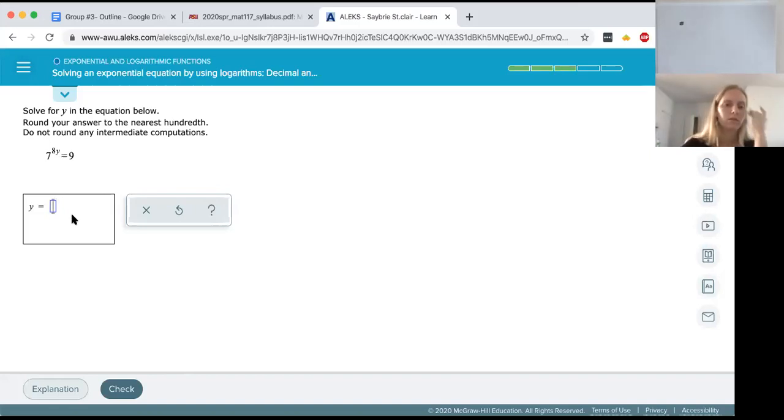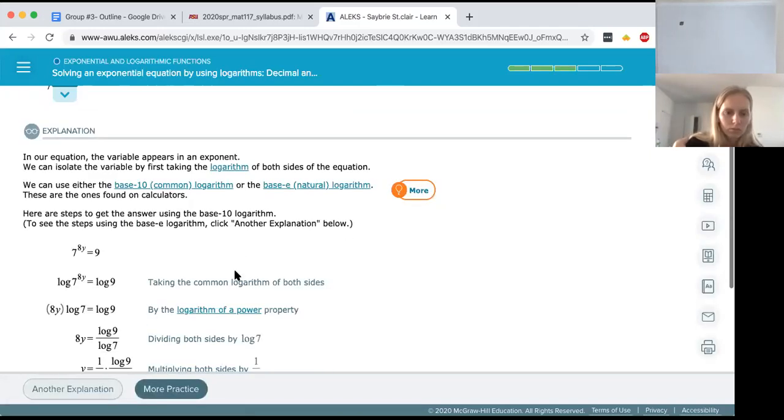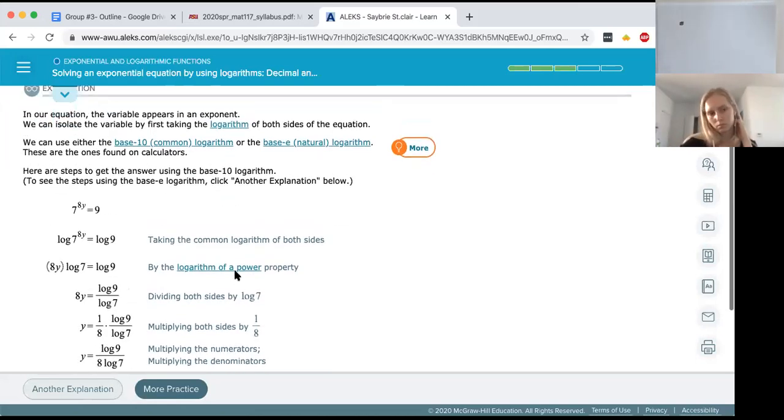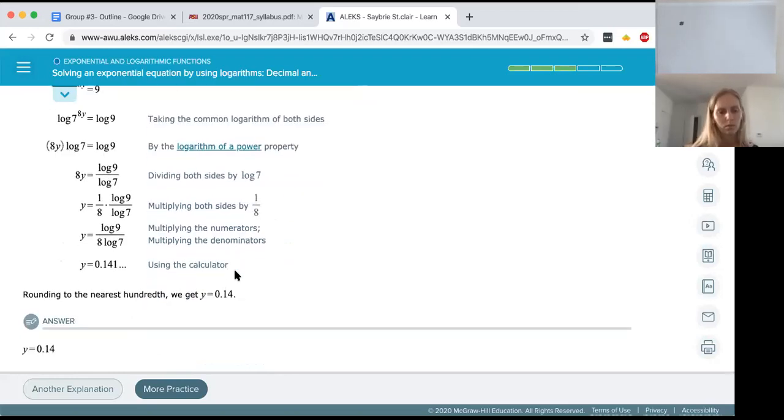Okay, let's check out the explanation on this one. Okay. Let's take a picture of that. So it looks like they changed the log form. They simplified that exponent in front. They divided times by 1/8 divided by 8. And then go down a little bit there. And then just use the calculator. All right, those don't look too bad.